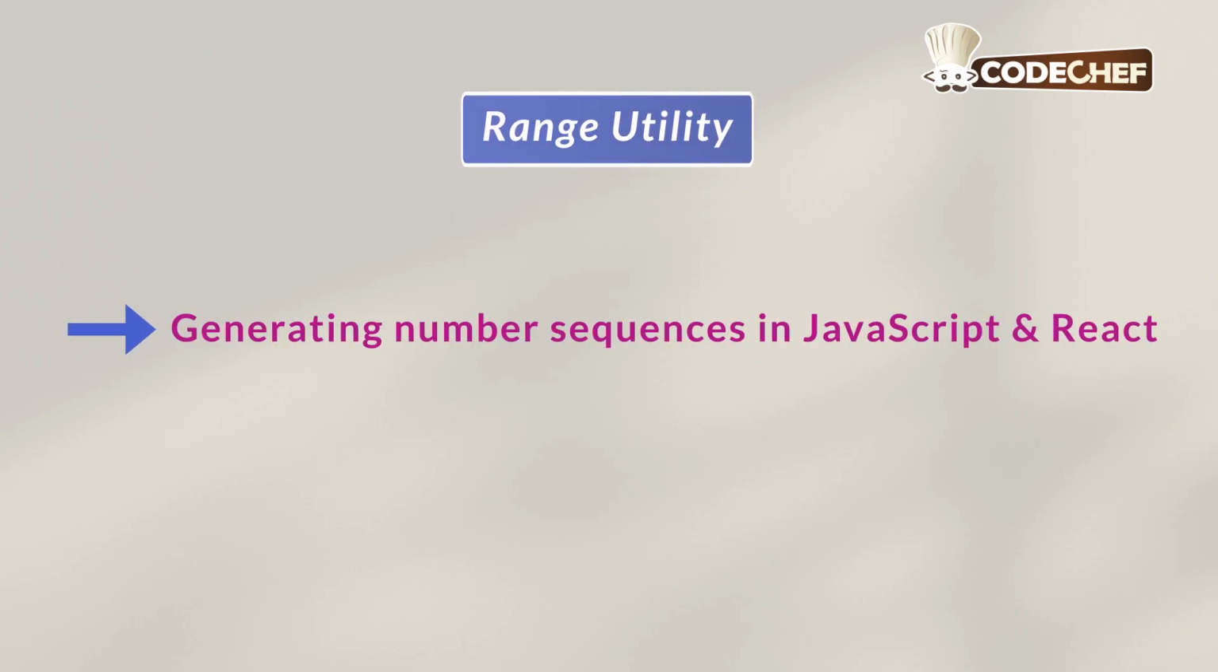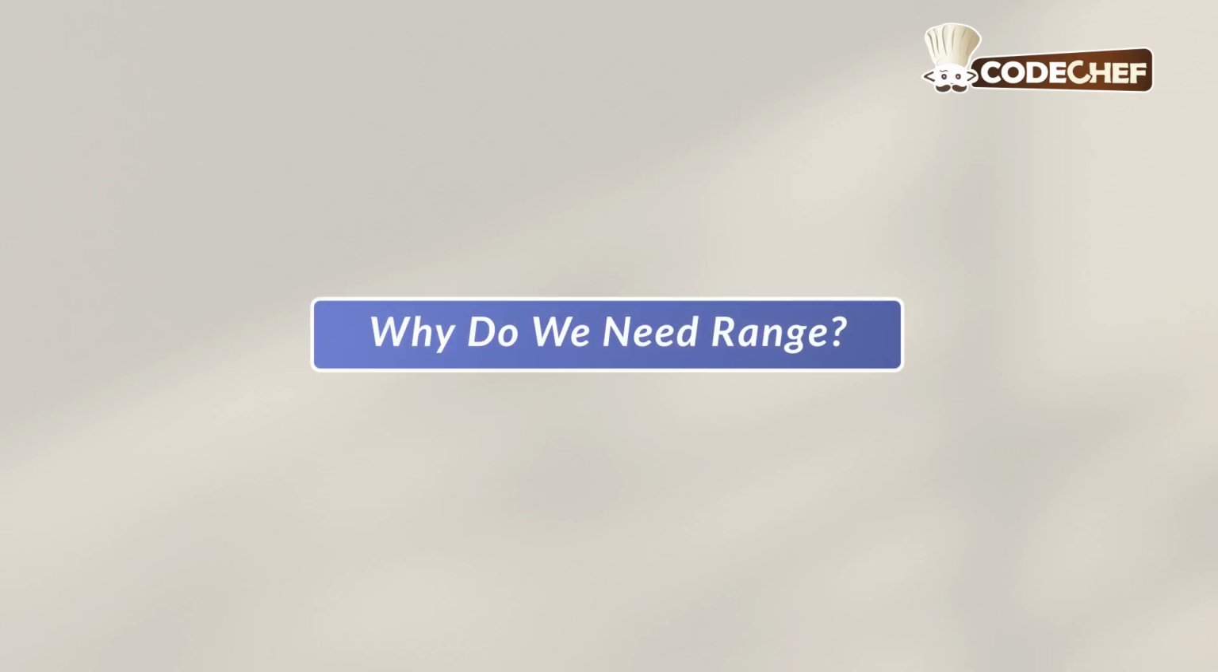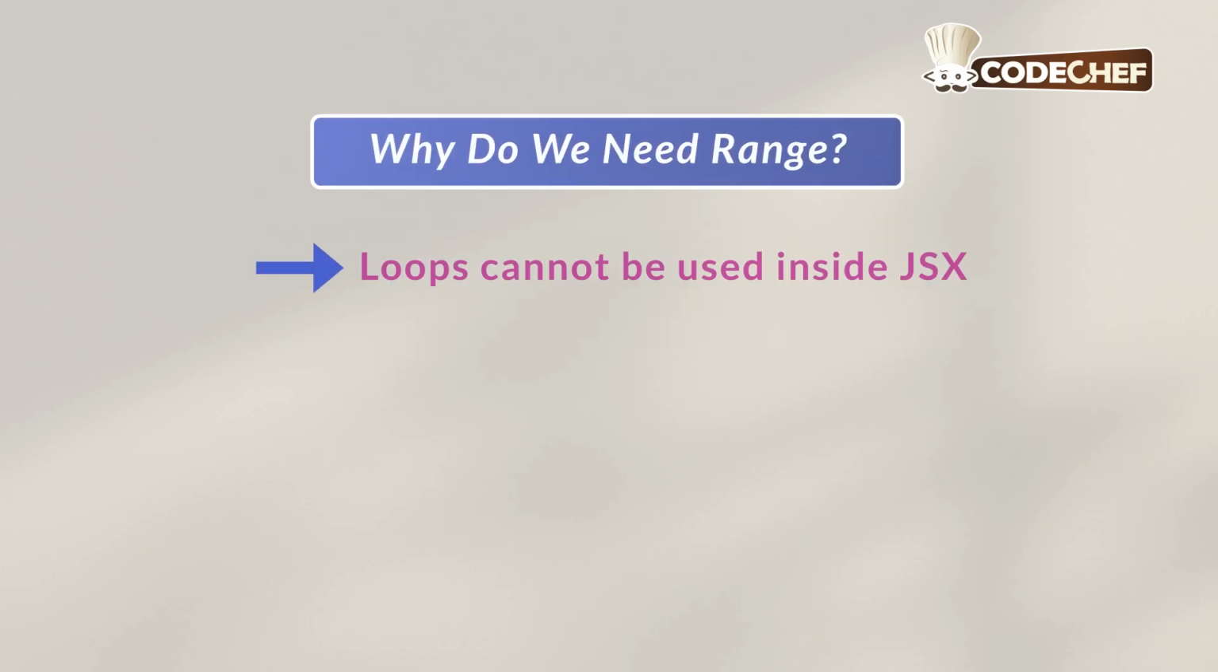It helps us generate sequences of numbers which become extremely useful when working with React and JSX. So why do we need a range? In JavaScript, we normally use loops like for to repeat actions. But in React, JSX does not allow us to write loops directly. So instead, we generate an array first and then loop over it using the map method. That's where a range utility becomes helpful.